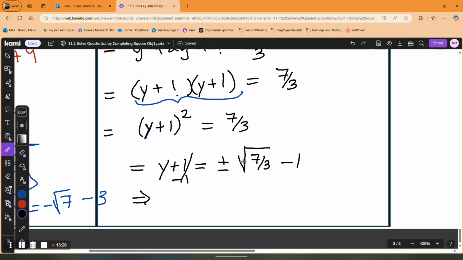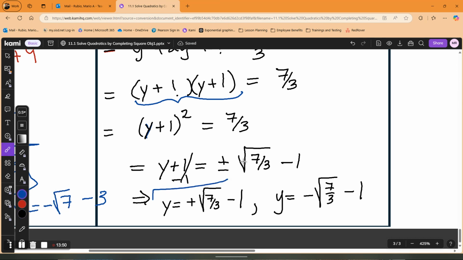My two answers are going to be y equals positive square root of 7 divided by 3 minus 1. And my other answer is negative square root of 7 divided by 3 minus 1.